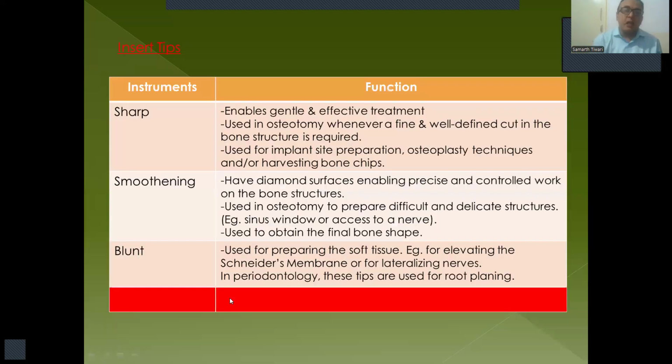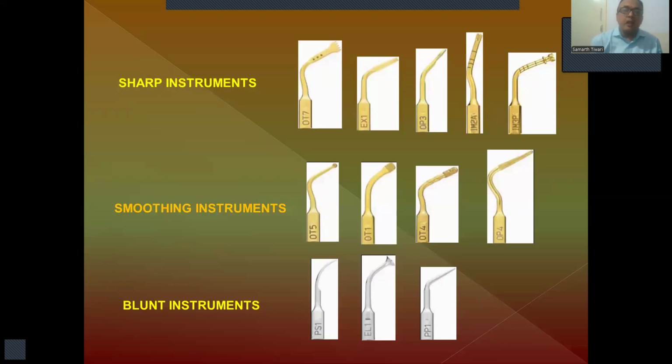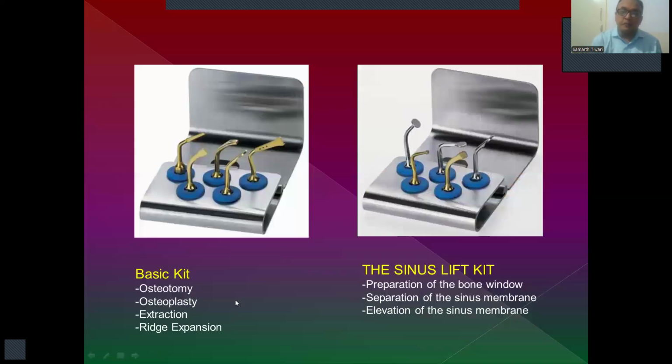Insert tips could be sharp, which enables gentle and effective treatment, then smoothing, having diamond surfaces enabling precise and controlled work on bone structure, or blunt, used for preparing the soft tissue, for example, elevating the Schneider membrane or lateralizing nerves in periodontology. Here is the diagram of sharp instruments, smoothing instruments, and blunt instruments. Basic kit and sinus lift kit.